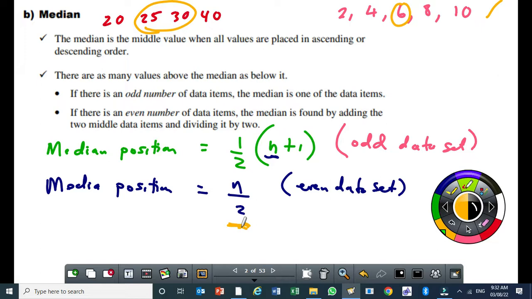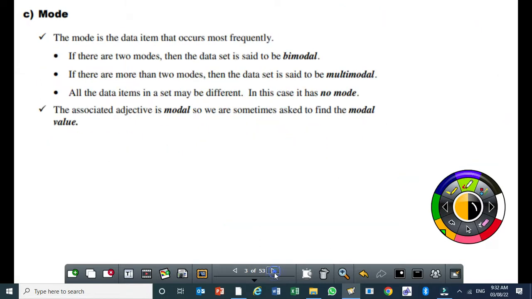Then the next step is to determine whether the data set is even or odd. If it's odd, then it's very easy to identify the median. You just use the formula which I told you to determine the position. After finding the position, you locate that position and find the value. If the data set is even, you need to identify the first value and the one next to it so that you can add the two and divide by 2. I'll show you later in a proper example.